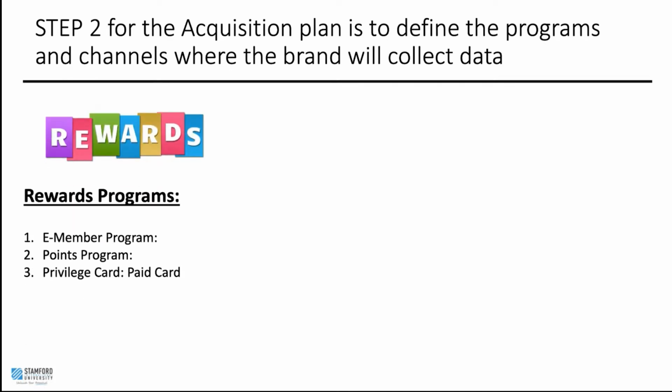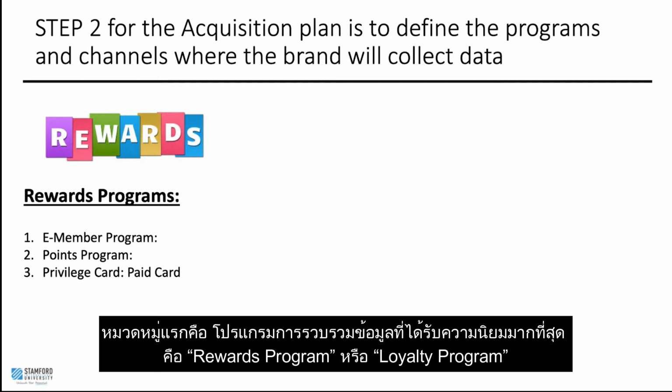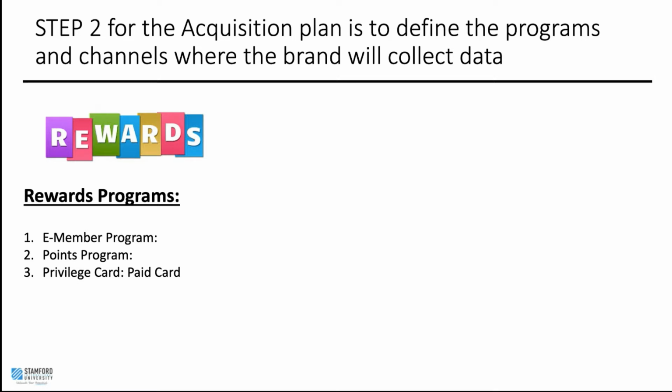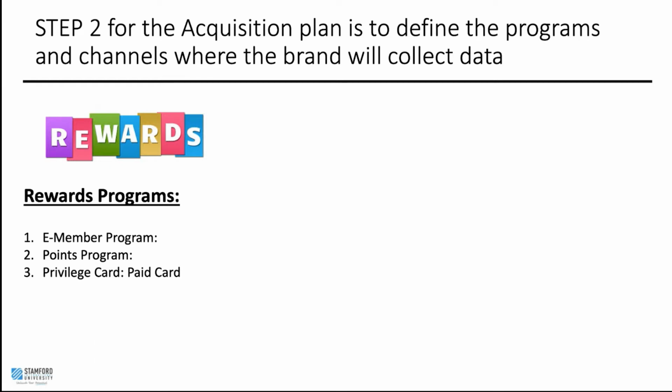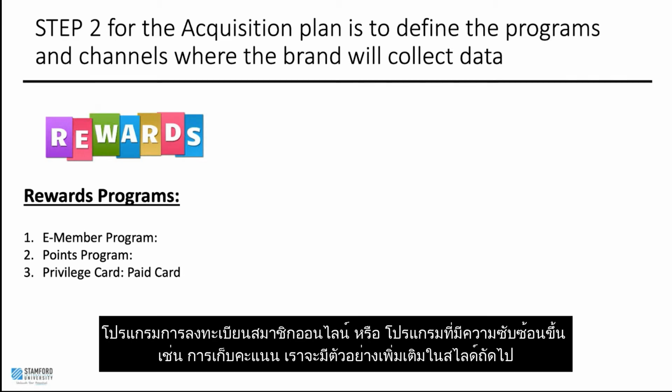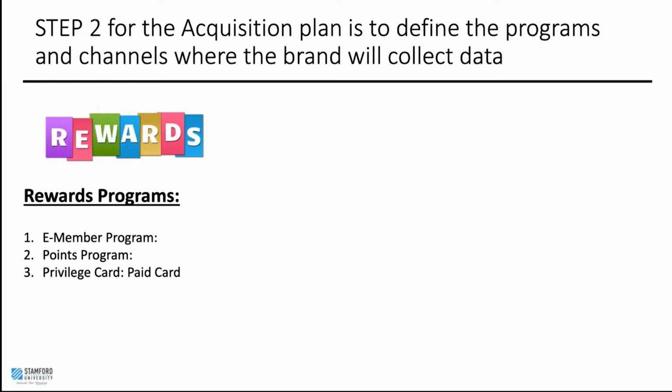All right. First category is really the most popular data collection program in the world, and that is a rewards program or loyalty program. This is defined as a program that provides rewards for customers who sign up and share their information. Right? The key thing is they share their information in exchange for the reward. This can come in the form of a simple e-member program or a more complex points program. And we'll explore a few examples in the next slides.